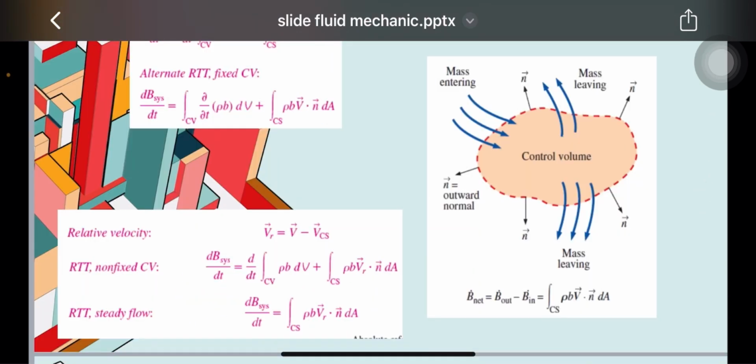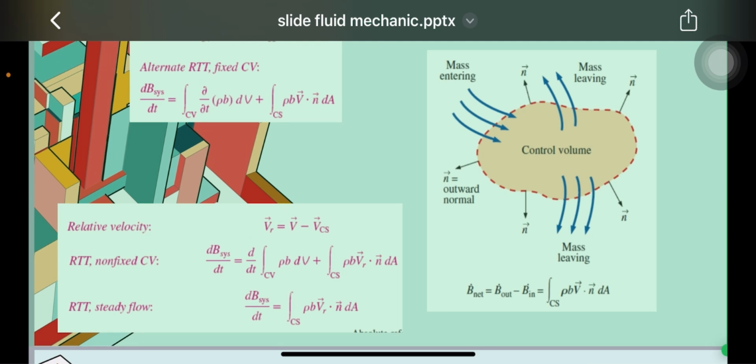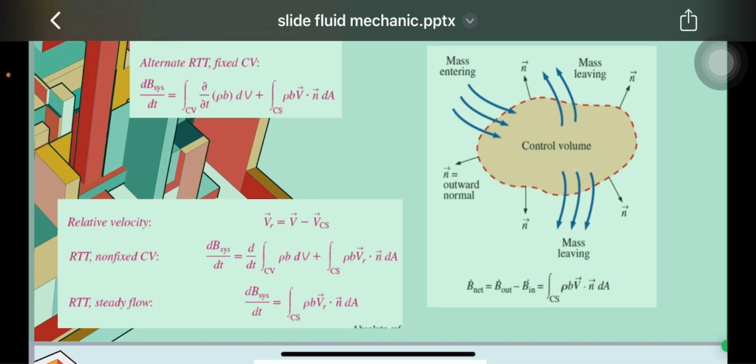The next part, the general form of the RTT for a non-fixed control volume. In the context of steady flow, the RTT simplifies considerably. Steady flow implies that the properties of the fluid do not change with time at any given point in the flow field. That means that the time derivative term in the RTT becomes zero, simplifying the equation and making the analysis more straightforward.